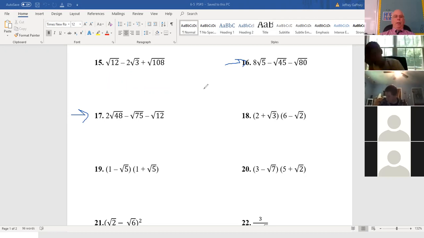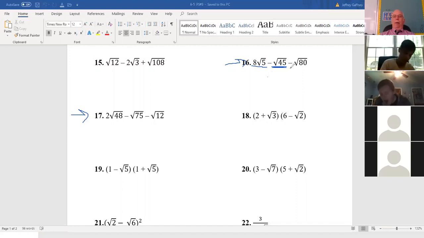Which means I want to get the same values under the radical. Let's just do 16. So 8 times 5, 8 radical 5, I can't simplify any further. So I'm hoping I can get a radical 5 under this guy, and I can at least add the first two. And 5 into 45 goes 9 times. So that's a -3 radical 5, right?